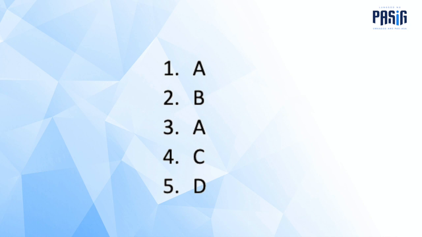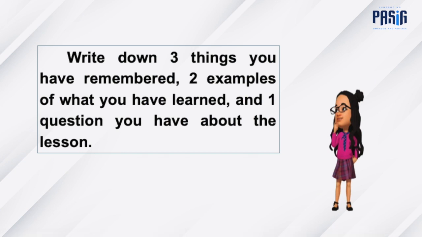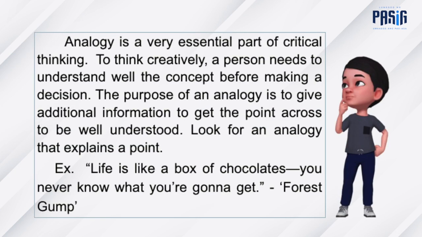Therefore, D is correct. For the wrap-up, write down 3 things you have remembered, 2 examples of what you have learned and 1 question you have about the lesson. Analogy is a very essential part of critical thinking. To think creatively, a person needs to understand well the concept before making a decision. The purpose of an analogy is to give additional information to get the point across, to be well understood.